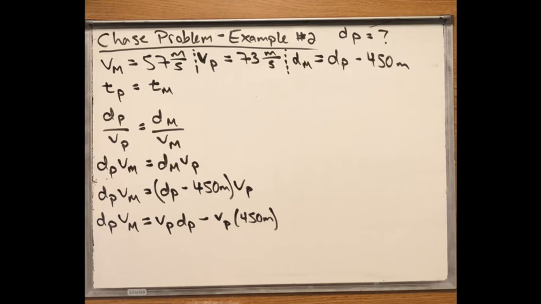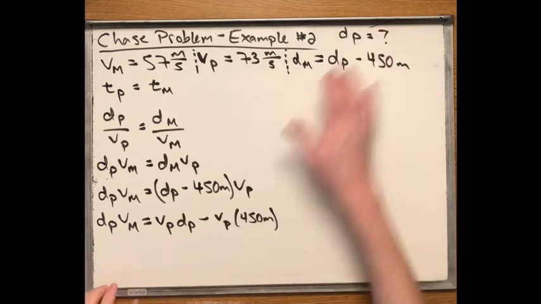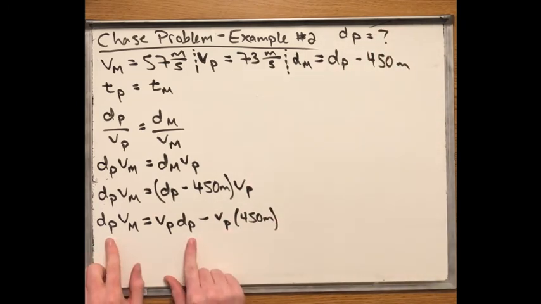But now, notice, and this was the whole point of this problem, we have a little bit of added difficulty because now the variable we're trying to solve for, the distance traveled by the police officer, appears in two parts of our equation. So I have to gather those terms before I can solve for it.